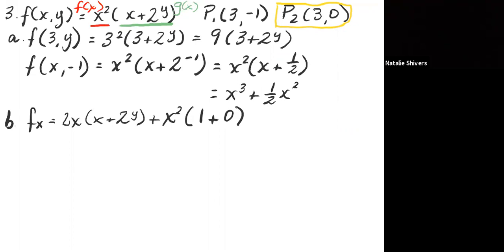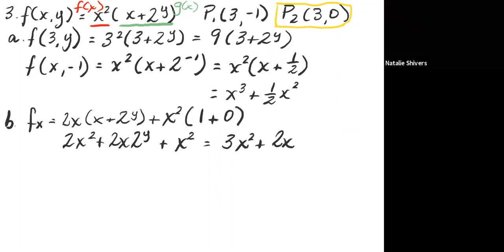So I am going to simplify this a bit. I'm going to get 2x squared plus 2x, 2 to the y, plus this back term turns to x squared. So I'm going to get 3x squared plus 2x, 2 to the y. It's going to be much easier to plug something into that.